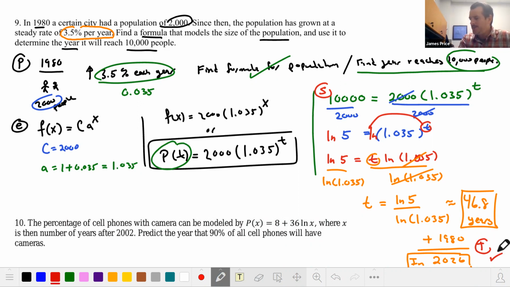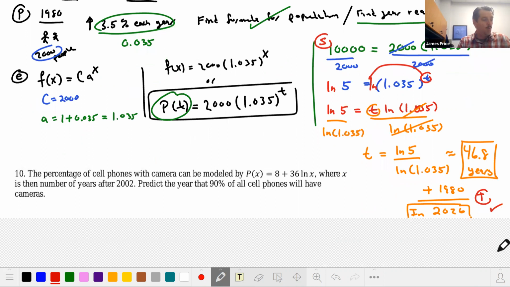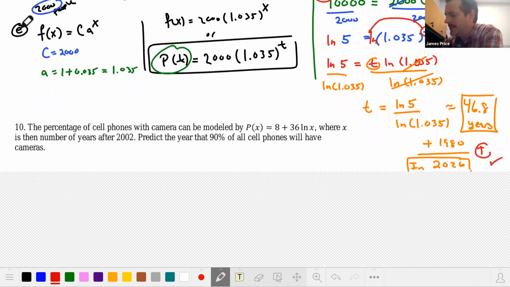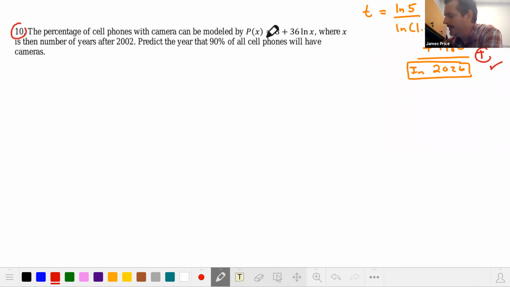Okay, let's move on to the logarithm type problems. On number 10, what do we have? This one's nice, because they give us the formula. Whenever I see a formula in a word problem, it's going to be nice. It's not going to be too bad. The percentage of cell phones with a camera can be modeled by this formula.